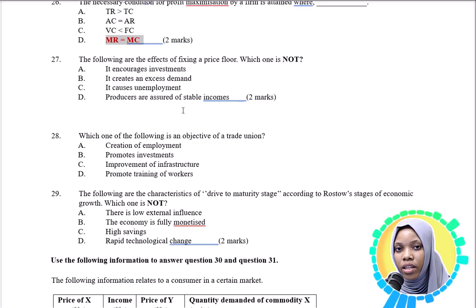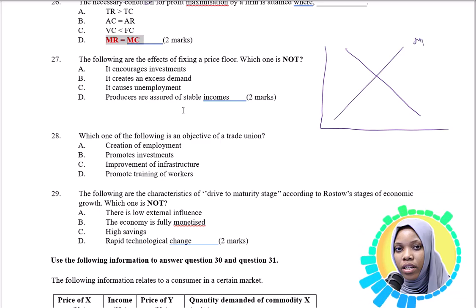Question 28, it reads, the following are the effects of fixing a price floor. Which one is not? It encourages investments is choice A. Choice B is it creates an excess demand. Choice C, it causes unemployment. And choice D, producers are assured of stable incomes. I'm going to explain that using a graph. It will be easier to understand.